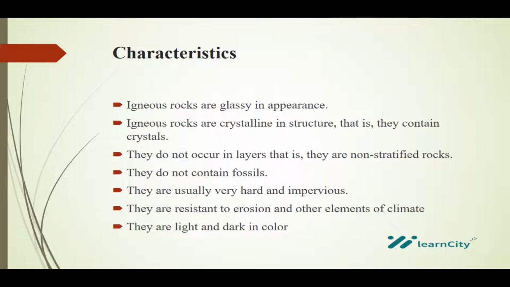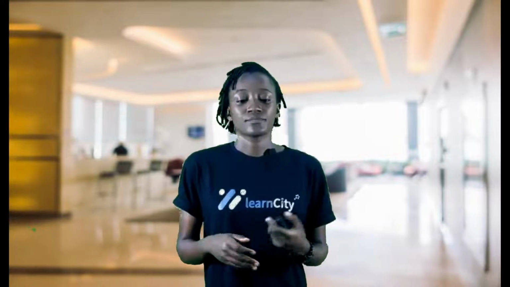They are very hard. They are resistant to erosion and other elements of climate. Igneous rocks have resistance to erosion and some other elements of climate, and they are also light and dark in color. Mode of formation for an igneous rock.